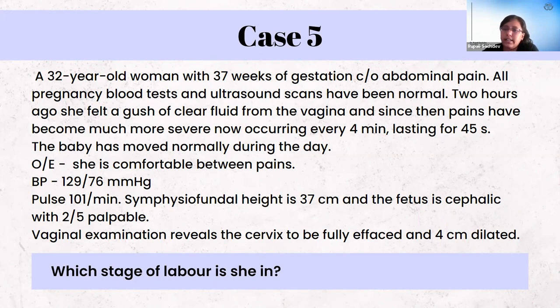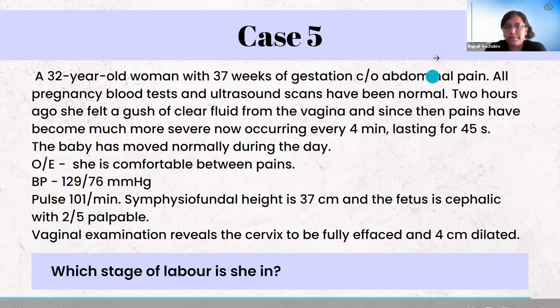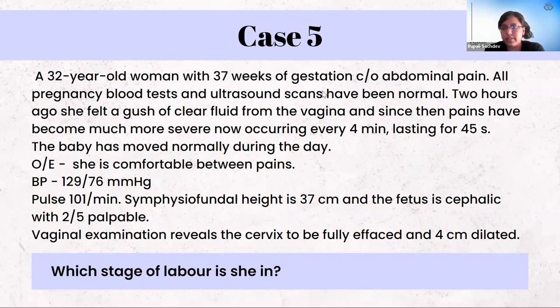Symphysiofundal height is 37 centimeters. And fetus is cephalic. Vaginal examination reveals the cervix to be fully effaced and 4 centimeters dilated. Which stage of labor is she in? Right. She started having contractions, but she's not completely dilated. That is, she's not reached 10 centimeters yet. So she's in the first stage of labor.